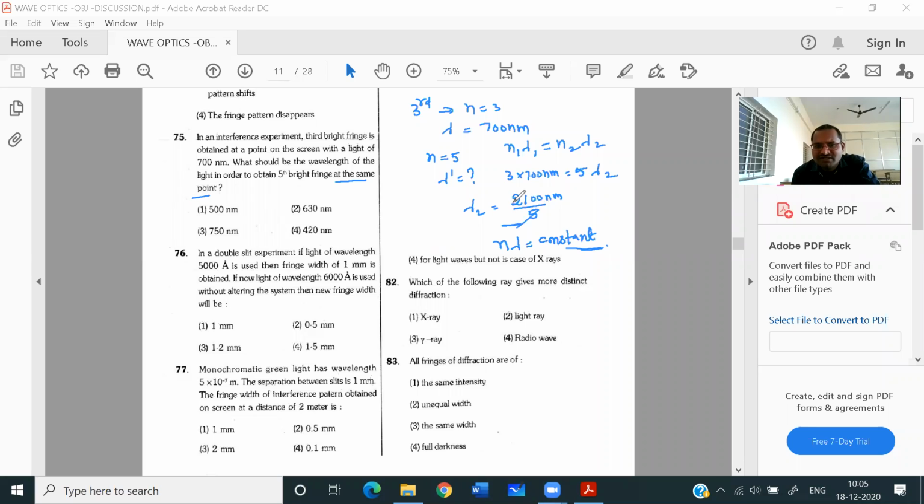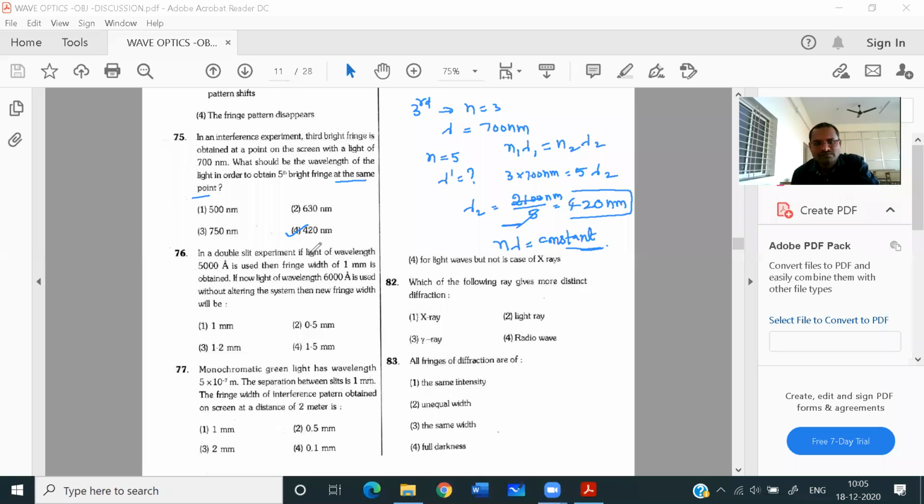5 ones are 5. 5 fours are 20. 100 will be there still. 5 twos are 10. 0 nanometers. 420 nanometers. 420 it is. Okay, 420 nanometers. Option 4 is the right answer.